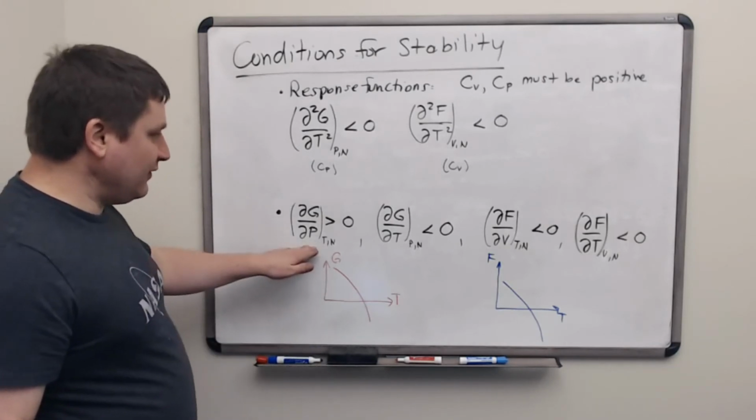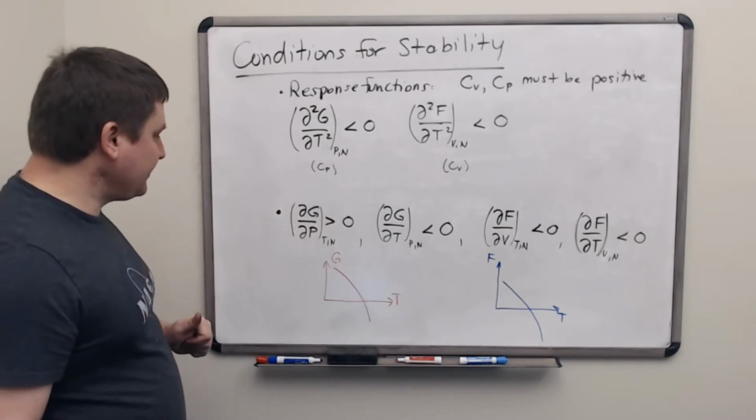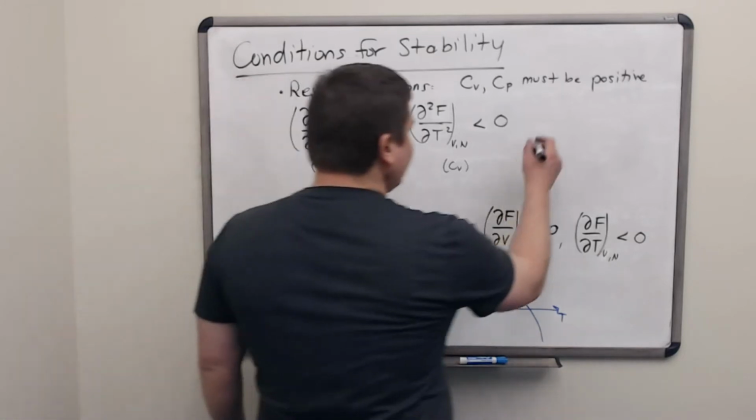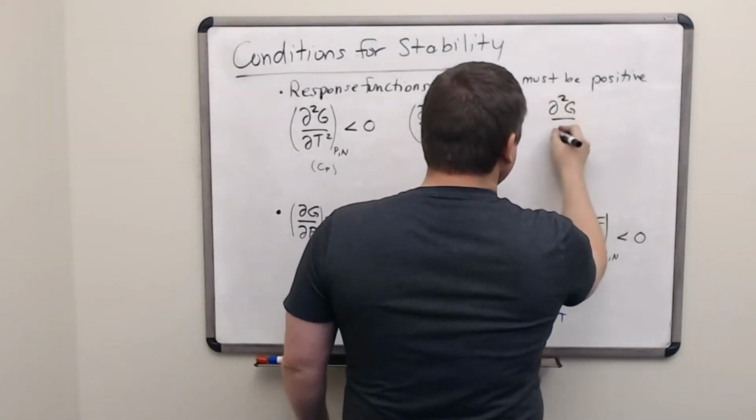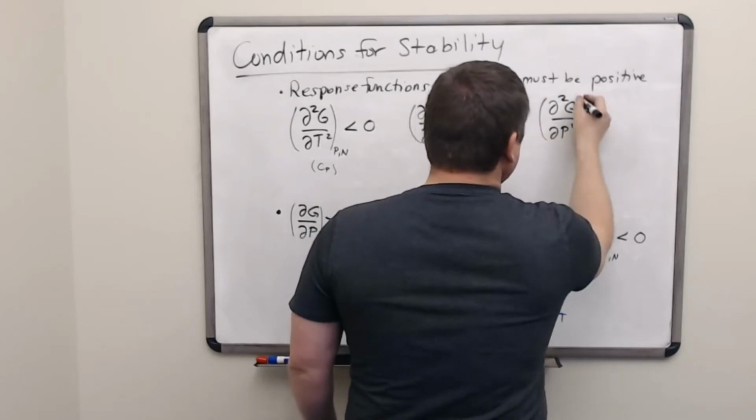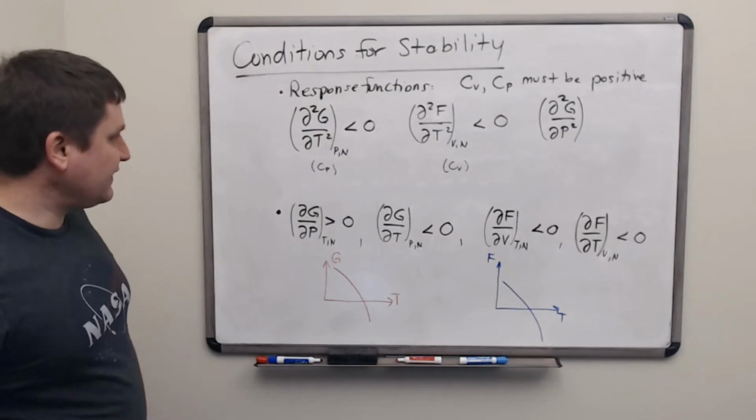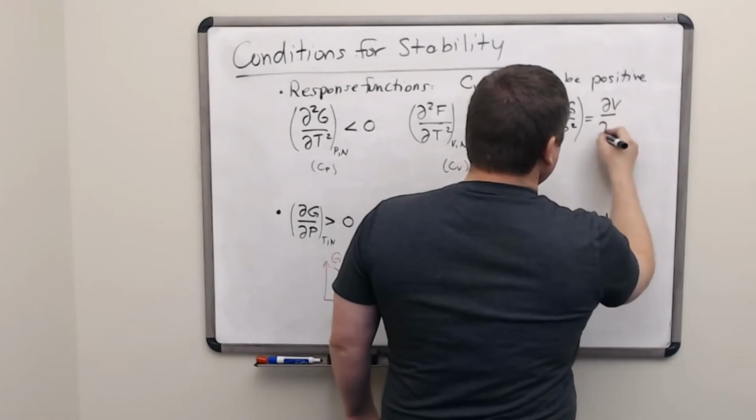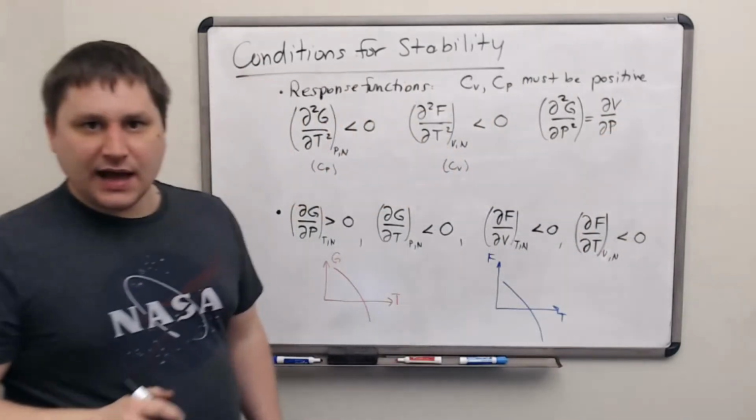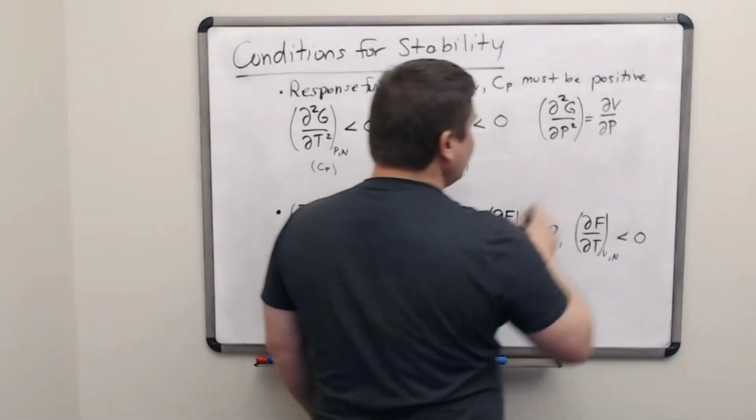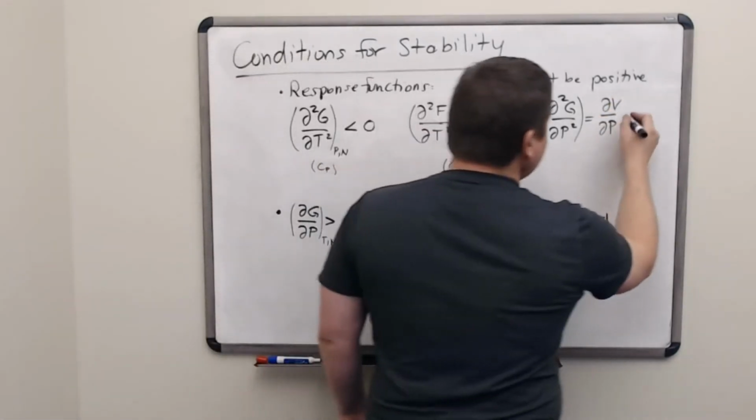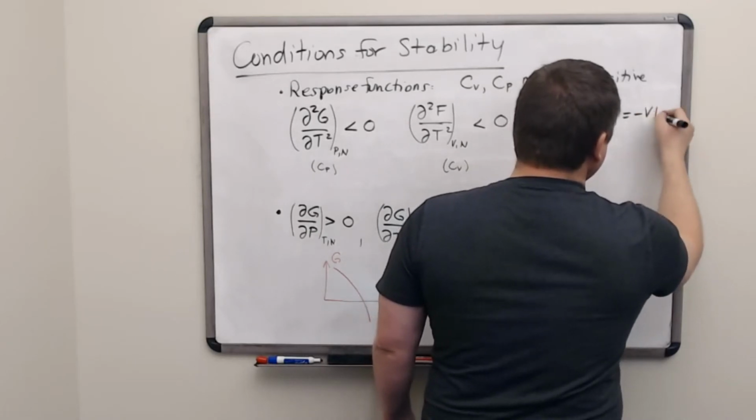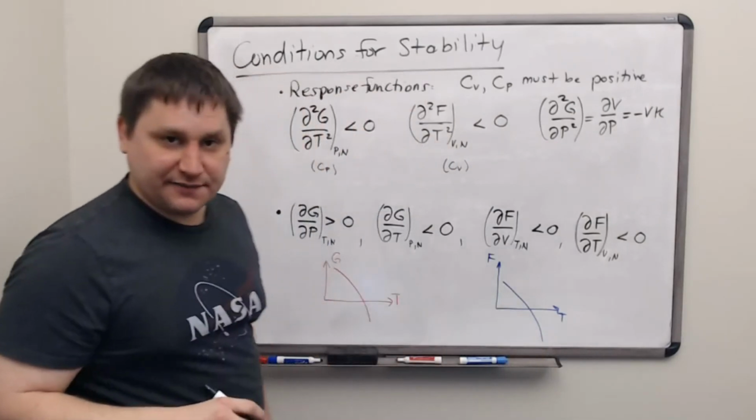Let's look at the other variable then. For Gibbs free energy, it will be pressure, and for Helmholtz, it will be volume. So the second derivative of the Gibbs free energy with respect to pressure, this would be equal to dV/dP, and the derivative of volume with respect to pressure was equal to negative of the volume times the compressibility, kappa.